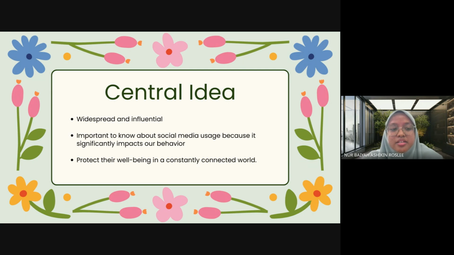And for the central idea, social media usage is becoming increasingly widespread and influential, shaping how people communicate, consume information, and express themselves in both personal and professional contexts. It is important to know about social media usage because it significantly impacts our behavior, mental health, relationships, and even the way we perceive the world. Understanding its effects helps individuals make informed choices, use the platforms responsibly, and protect their well-being in a constantly connected world.